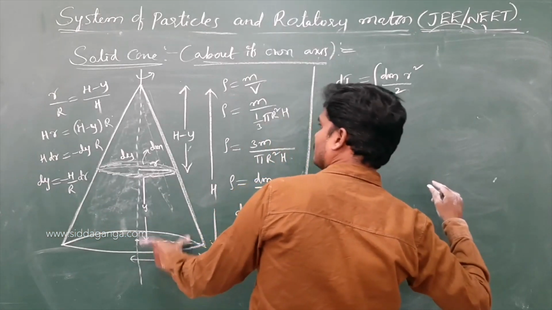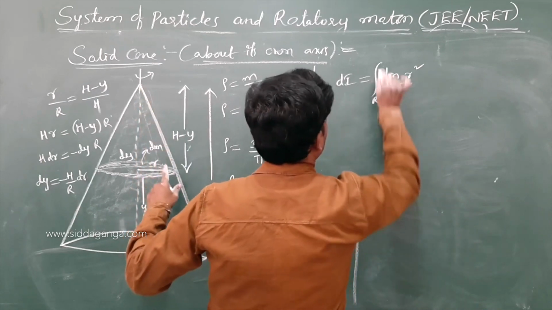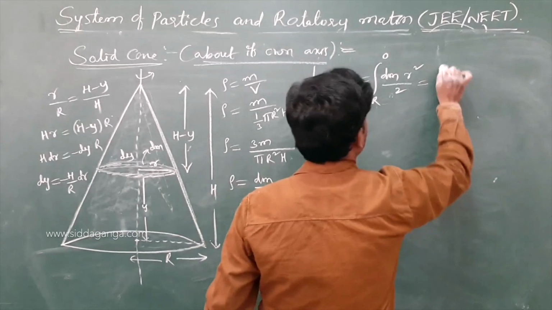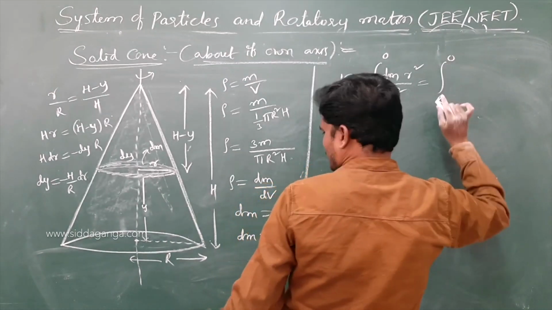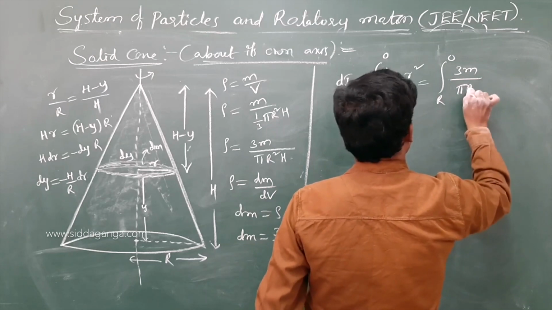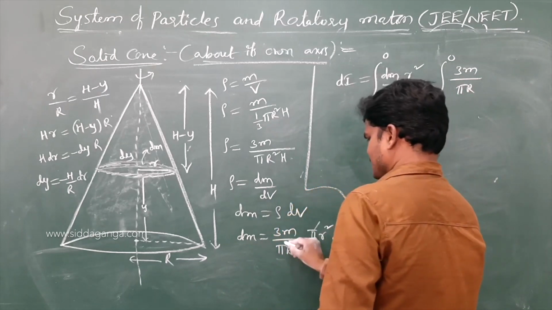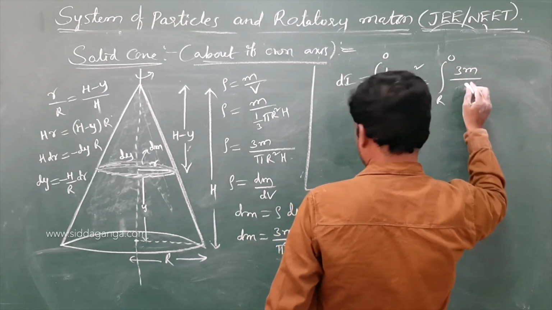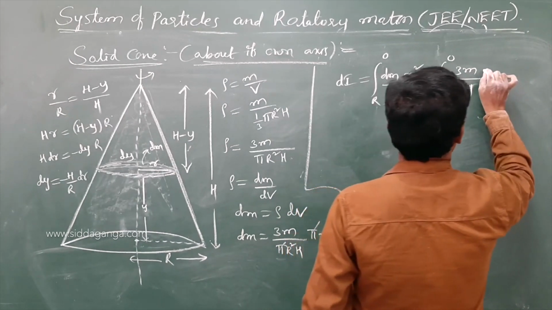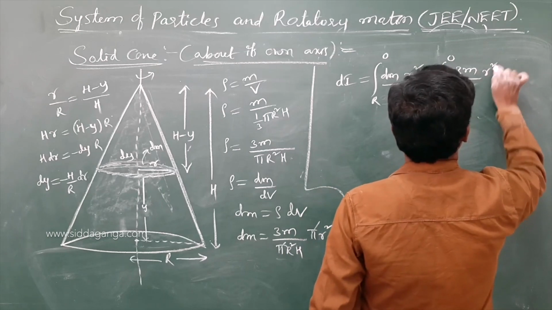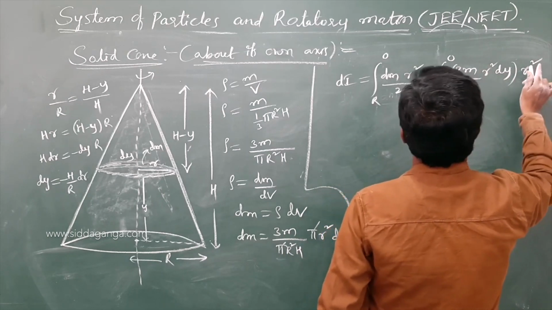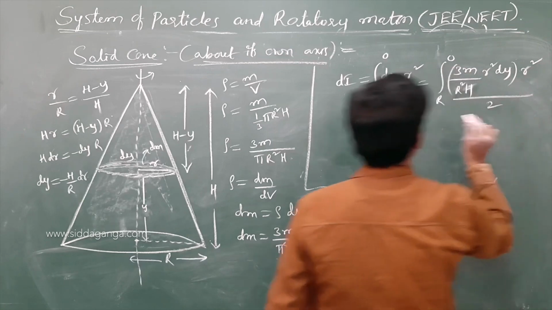Here r goes from r to 0, so let me substitute. What is dm? 3m by pi r square h, pi gets cancelled. So dm is 3m by r square h, dy into r square, all divided by 2.